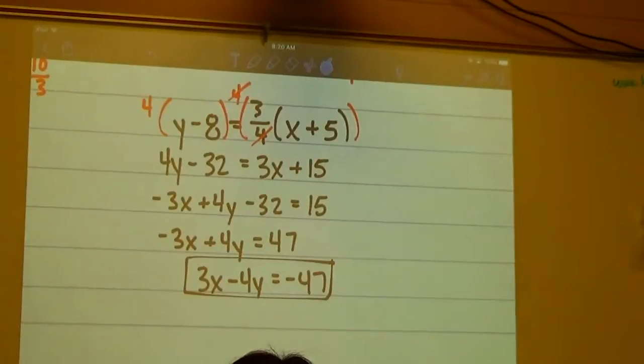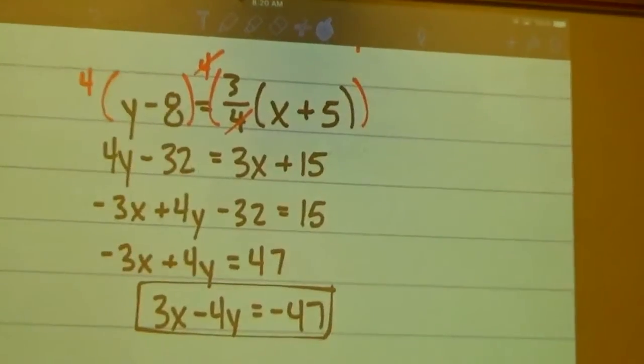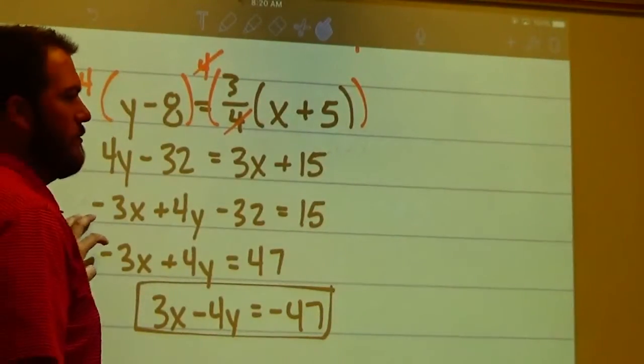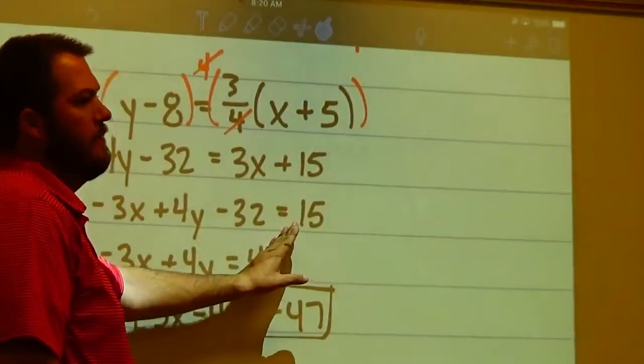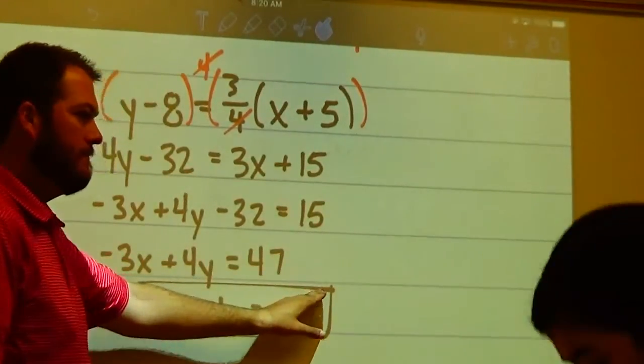All right, say that again. What? Oh, at the very end? Oh, you get rid of the negative on the 3x. Yeah, mathematically you're really multiplying everything by negative 1, but you're just changing all the signs.